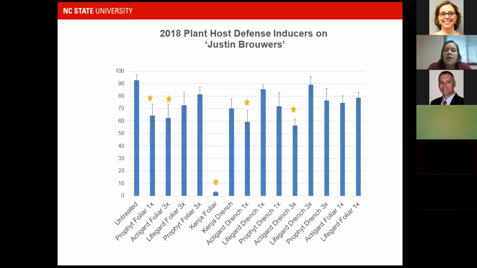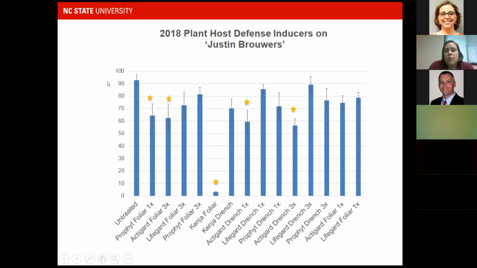So we were looking at Prophyte, Actigard and Lifeguard, which are kind of those plant host defense inducers. And we were looking at either one time where we sprayed before we inoculated, or 3 times, which was once before we inoculated, followed by 2 other sprays. And we did foliar and a drench. And then we always do our untreated control that was inoculated. And then we also compared to Kenja, this conventional fungicide here.